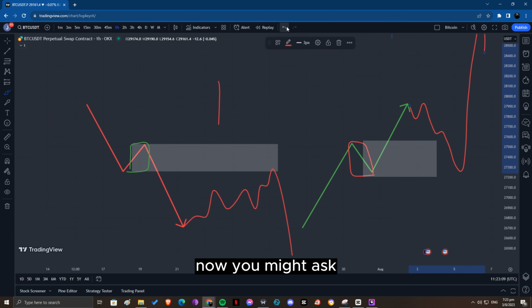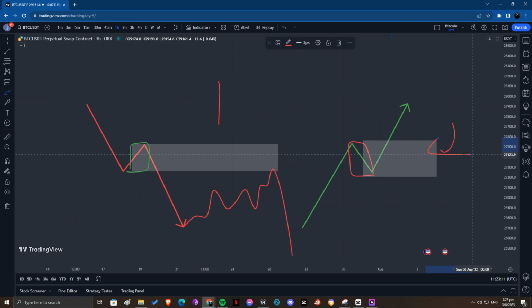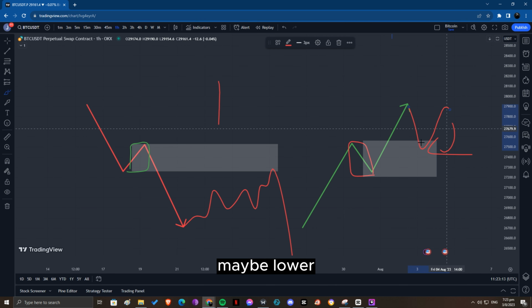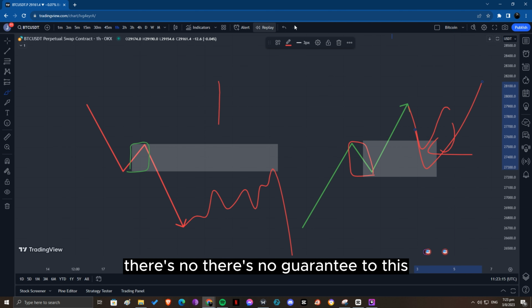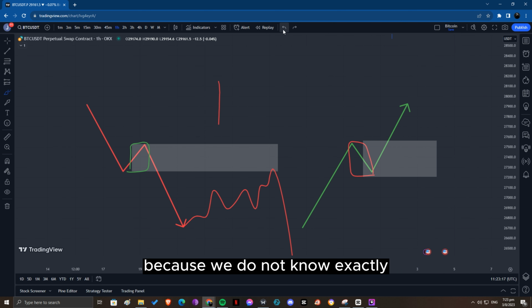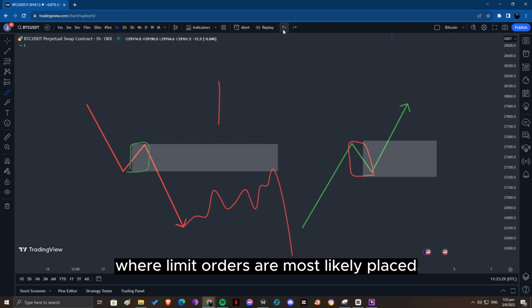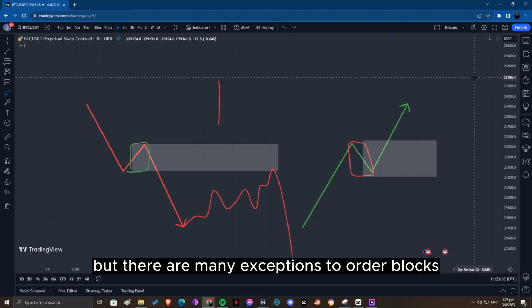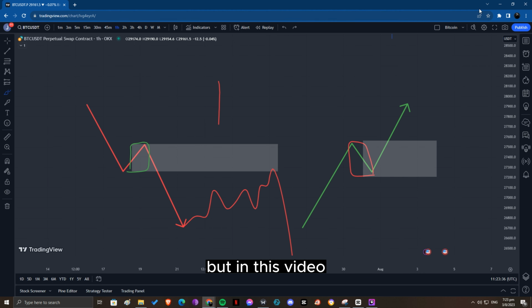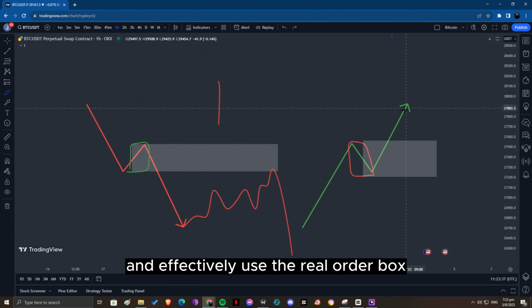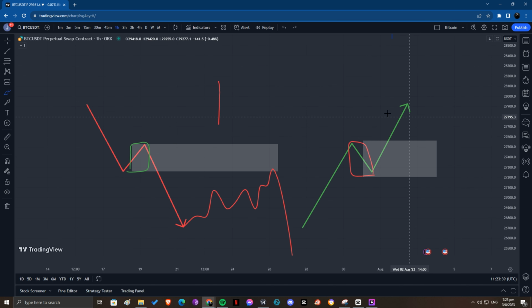Now you might ask, this box is fairly huge. Which level will it react to? Maybe lower, maybe higher. There's no guarantee to this because we do not know exactly where the limit order is placed at precision. However, we do know that this entire area is a point of interest where limit orders are most likely placed. There are many exceptions to order blocks, but in this video we're going to focus on how to find them and effectively use the real order blocks.